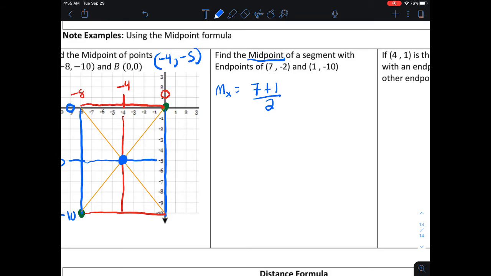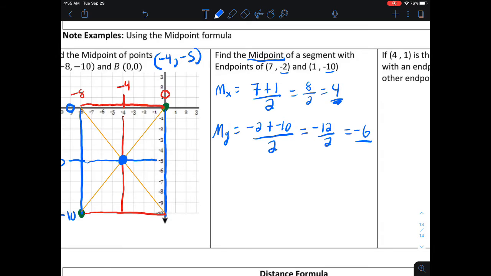So 7 and 1, because that's x1 and x2, and I'm going to divide them by 2. That gives me 8/2, which gives me 4. So that's the x value of my midpoint. Then I'm going to do the same thing for my y. So I'm going to find the middle y, so I use -2 and -10. You add them together because I'm averaging them to find the middle, and divide by 2. So -2 plus -10 is -12, divided by 2 makes -6. So my midpoint I write as a coordinate where I have the middle x number, comma, the middle y number. So our midpoint is going to be 4, -6.